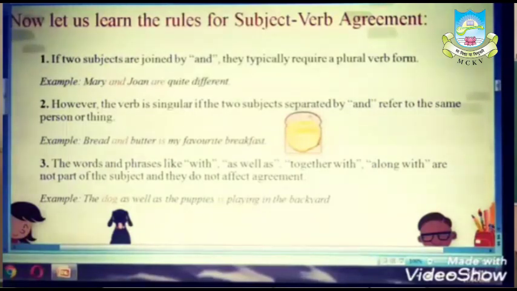But note one thing, when two subjects are joined by as well as, the verb agrees in number and person with the first one. The first one means the first subject. See in the example, the dog as well as the puppies. Here puppies is plural, but the dog subject is singular, so it is taking a singular verb. I hope it is clear to you. Now let us see other rules.